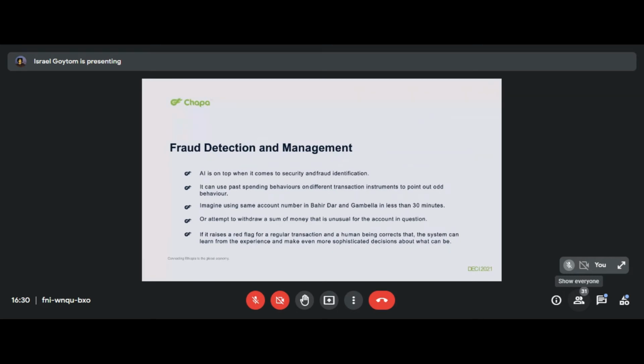So we're trying to build synthetic data using generative models. These models simulate suspicious transaction activities. For example, someone using an account number to withdraw money in Bahirdar and then in Gambella in less than 30 minutes. What kind of private jet would take this person from Bahirdar to Gambella to make this sort of transaction?